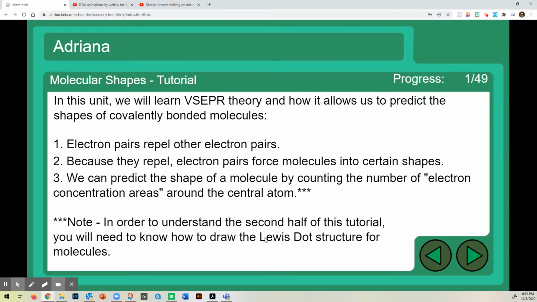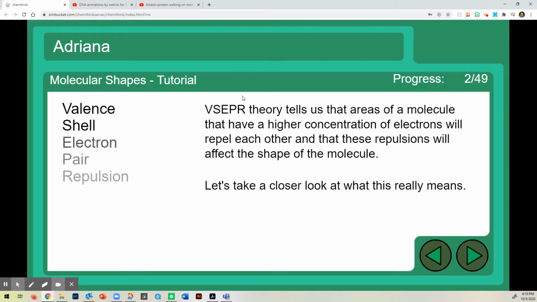And so it just notes that you have to be able to draw Lewis dot structures for this, but we've already been practicing that, so you should be pretty well equipped to do this. So what is VSEPR theory?